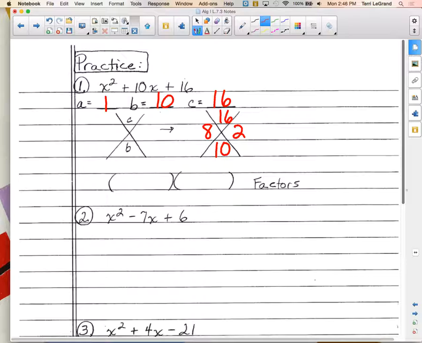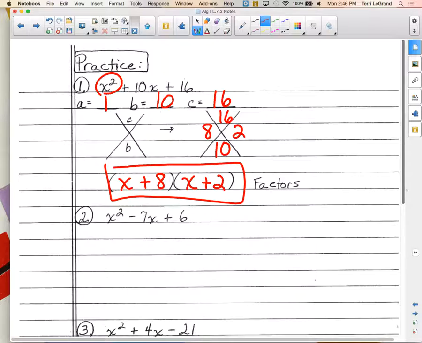A is 1, so that means we can say, what is the square root of x squared? X. So both binomials start out with x. And now they end with what we just found here. So it's a positive 8, so plus 8. It's a positive 2, so plus 2. Here is its factored name.